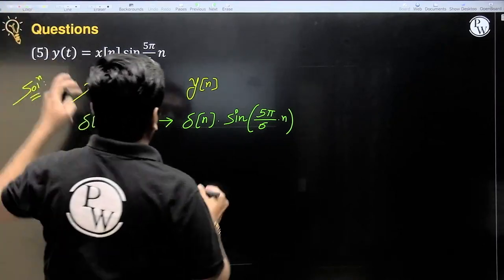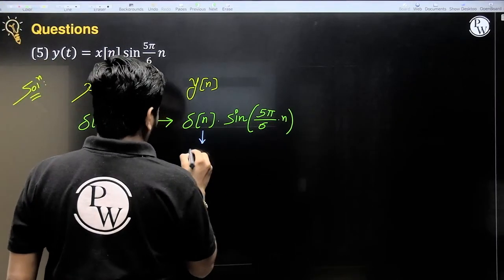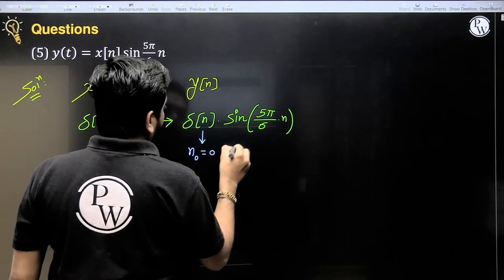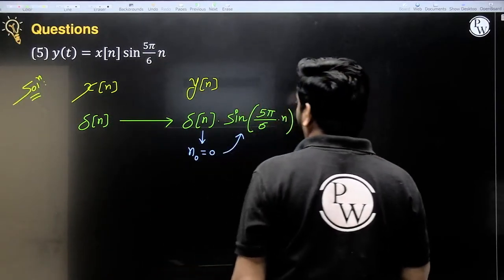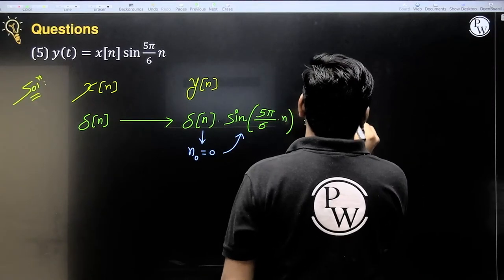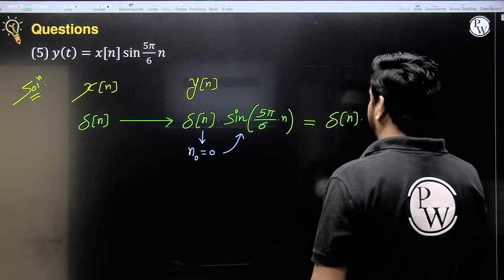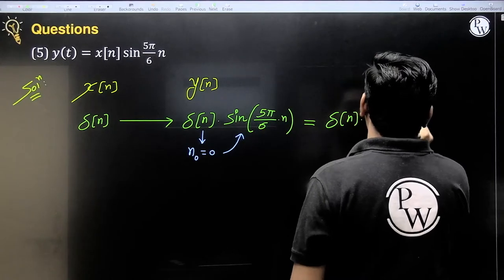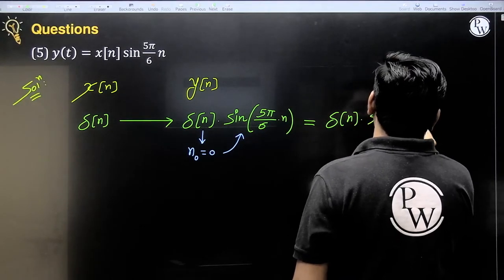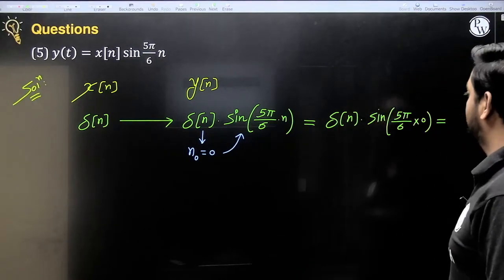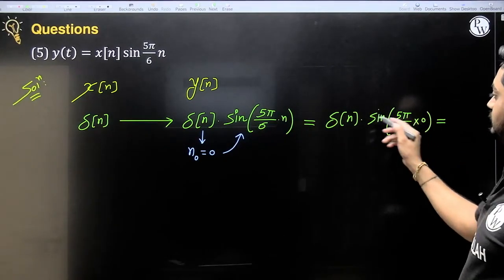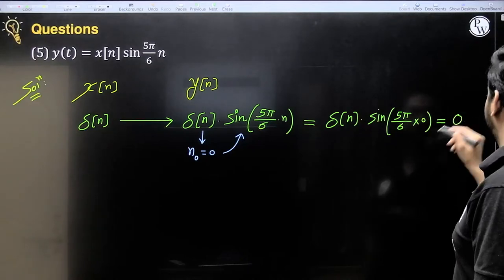So here n naught equals 0, here it will be del n into sine 5 pi by 6. Sine 0, guys, sine 0 is 0, and 0 multiplied by del n is 0, correct? It is 0.